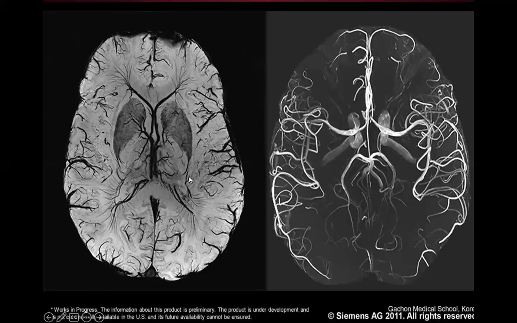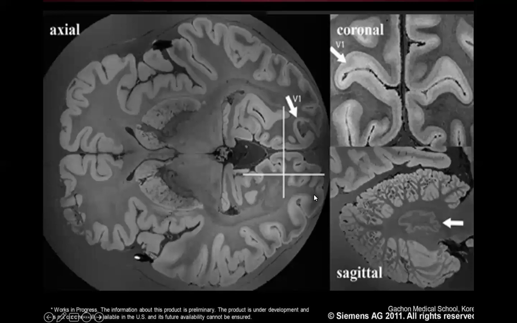This is a picture of a rat brain from a 7 Tesla MRI. Look at the finesse, look at the beauty of the cerebral architecture. You'll be able to even appreciate the small folia, the small dentate nuclei so beautifully in the rat brain.